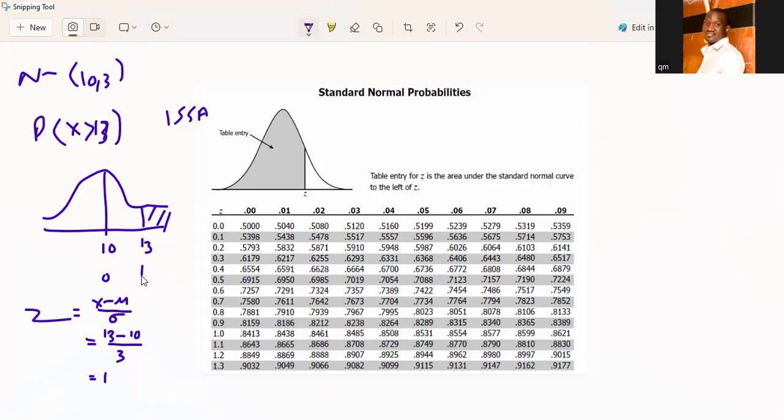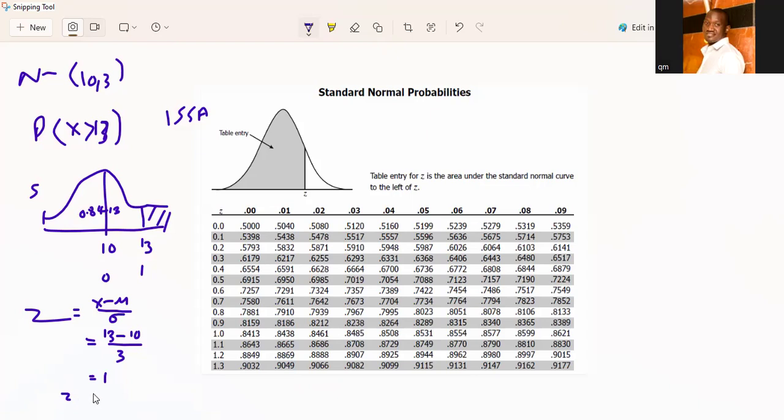So when we do this, it means that when you go to 1.0, because all the readings are starting from here, the area from here to here is 0.8413. But that's not the area we're looking for. We're looking for the shaded region. The shaded region, we subtract that answer from 1.